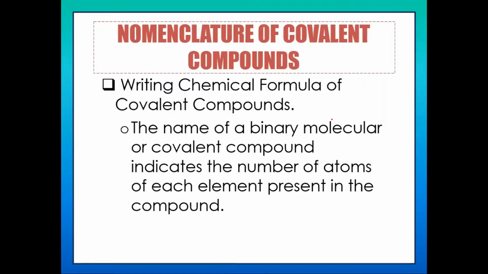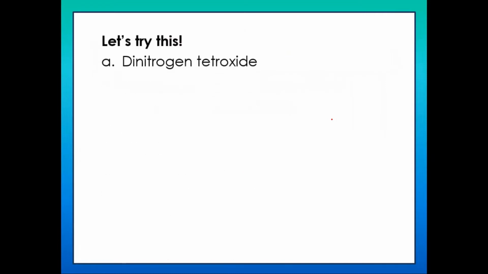So, to make it simple, we have to be mindful of the prefixes that you can actually observe in a given compound in order for you to properly write the formula based on the chemical name. Okay? Now let's apply this by having these examples. So for the first example, we have dinitrogen tetroxide.